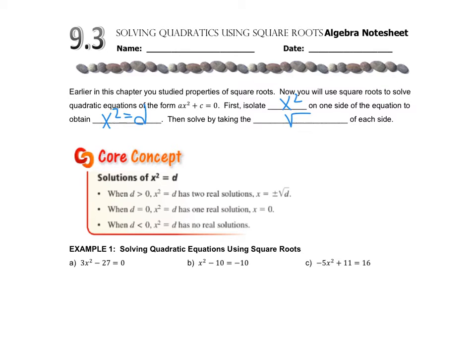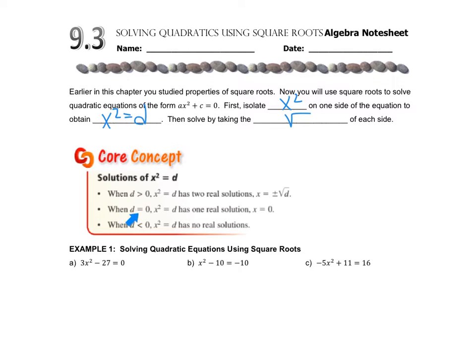Looking at this chart below, what's really happening is we're going to start with something in quadratic form, with ax squared plus c equals 0. We would subtract the c from both sides and divide by any a that's there to get one of these possibilities. When d is greater than 0, we're going to have two answers. Remember, when I take the square root of a positive number, I have a positive and negative answer.